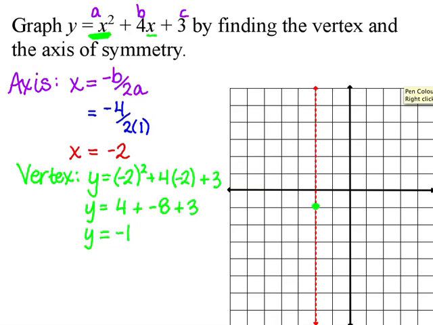Now, the last thing, and that was just for kicks, just to see how well we did. The last thing we're going to find is the y-intercept. So do we remember on that very first slide, what's the y-intercept going to be? C. What's C in that problem? 3. C is right here, folks. So I'm going to come up here and put a dot at 3.